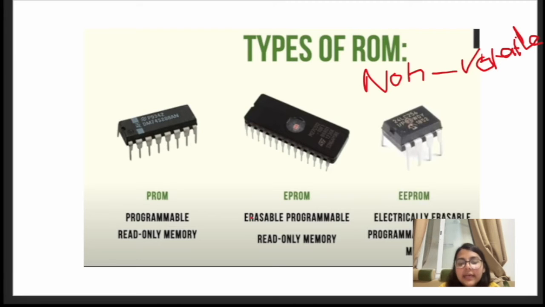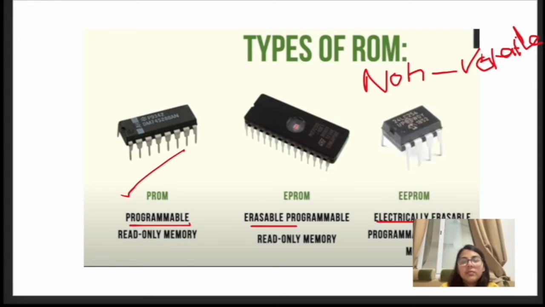And now there are three types of ROM that you need to know. What are they? PROM, EPROM, and EEPROM. PROM means programmable read-only memory, EPROM is erasable programmable read-only memory, and EEPROM is electronically erasable programmable read-only memory. So the first, PROM, is programmable read-only memory. The next is erasable. So there is a difference between these terms, students. So you have to note this also.